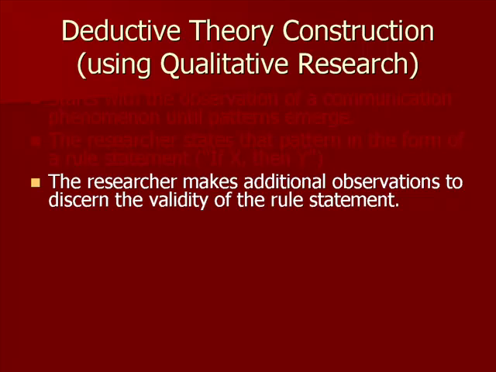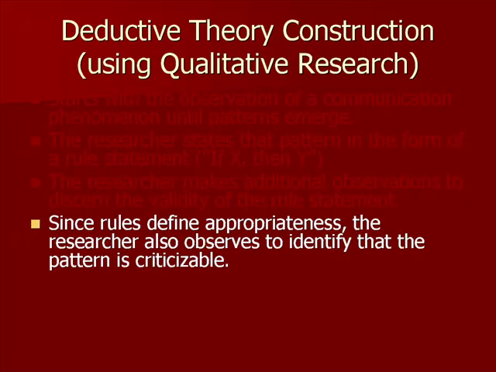But in qualitative research, these rules are tentative. You have to make additional observations to see if the rule is true. Validity means truth. Is it valid? Is it there or is it not? So the more observations you make, the more validity you have. Since rules define appropriateness, the researcher also observes to identify that the pattern is criticizable. So they have to be very introspective about, are they reading too much into it?